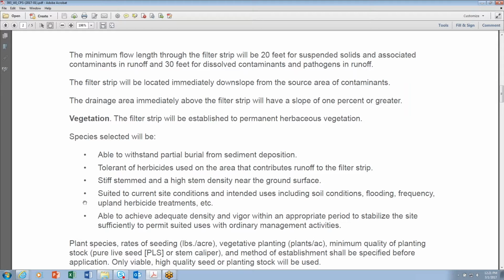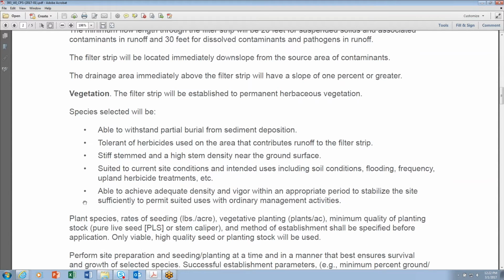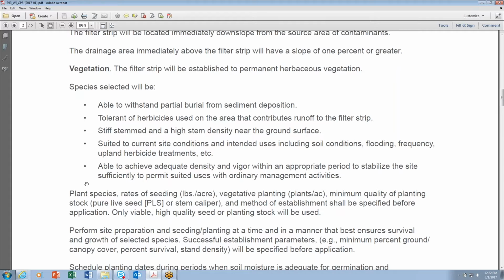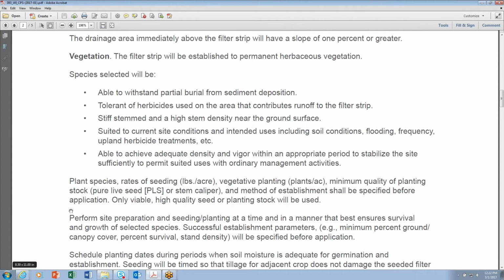It needs to be suited to current conditions and includes using soil conditions, flooding frequency, upland herbicide treatment. So you've got to look at the conditions. What are the soils like? What's going to be successful there as far as the seeding is concerned? You need to be able to achieve adequate density and vigor on the site, and that's given ordinary management activities.